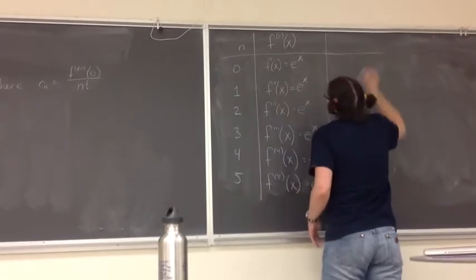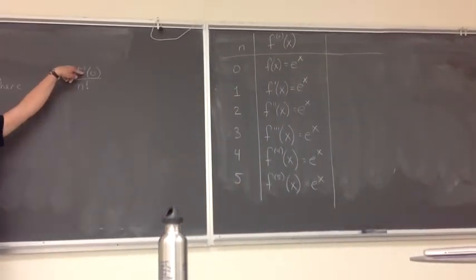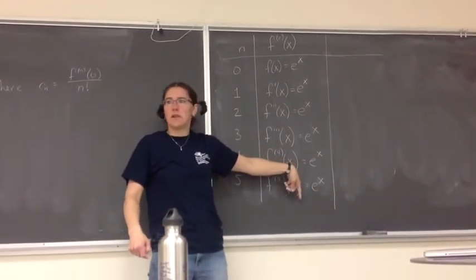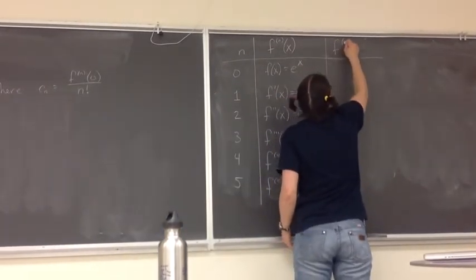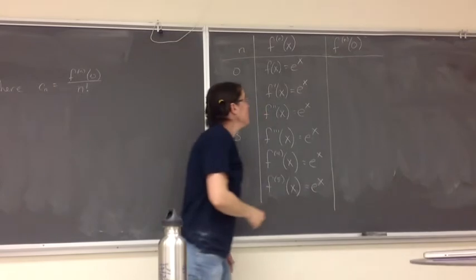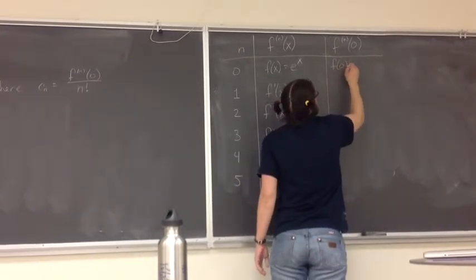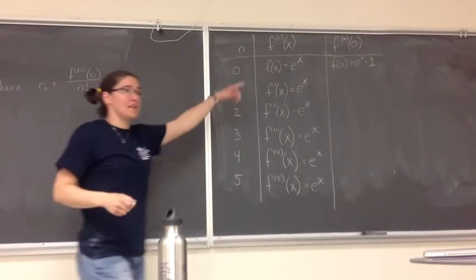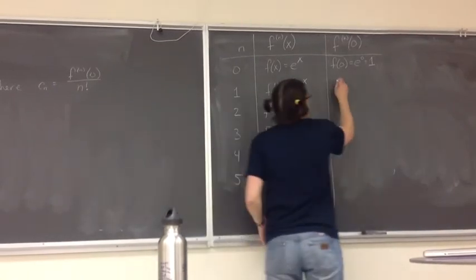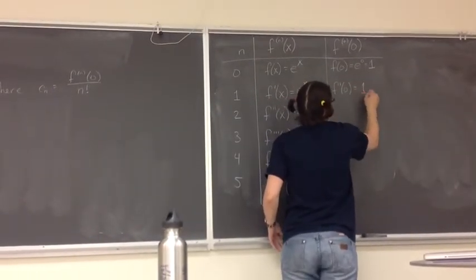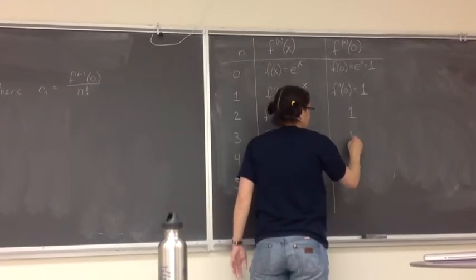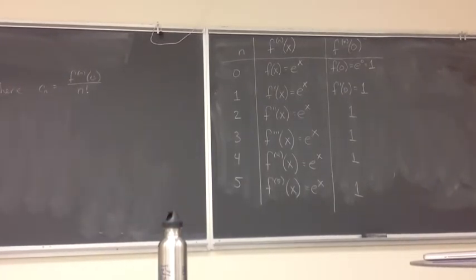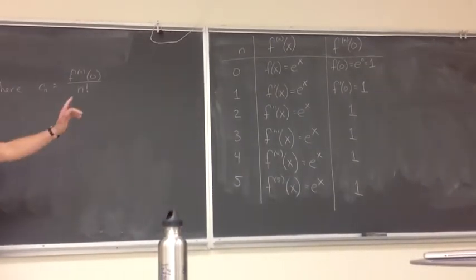Okay, so now once we've got those derivatives written down, I don't actually want the derivative evaluated at x, I want the derivative evaluated at 0. So once I have each of these derivatives, I can plug in 0 for x. So we'll look at our nth derivative evaluated at 0. So f evaluated at 0 looks like e to the 0, which is 1. And we're probably going to get that same value the entire way down. Our first derivative, f prime evaluated at 0, is also equal to 1, etc. All right, are there any questions about coming up with our nth derivatives?